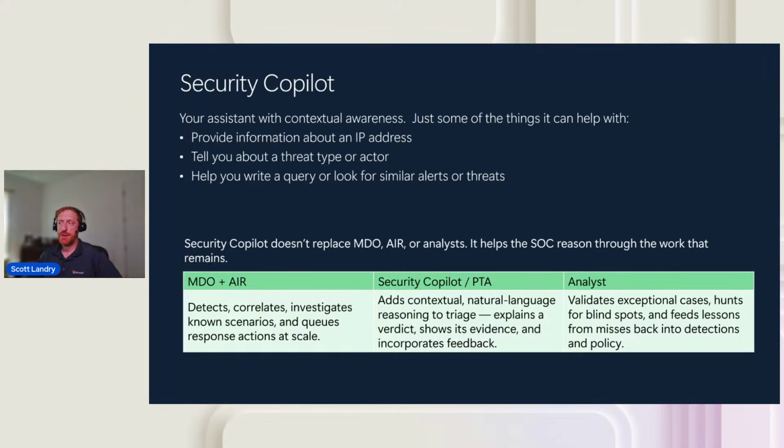Maybe you need help writing a query. Maybe you need help looking for information about an IP or a threat actor or type, and Security Copilot can really help you do those things much faster. It is still very much an interactive type of thing, and it's running with your same level of permissions and scope, and it doesn't have things that would be outside of that scope.